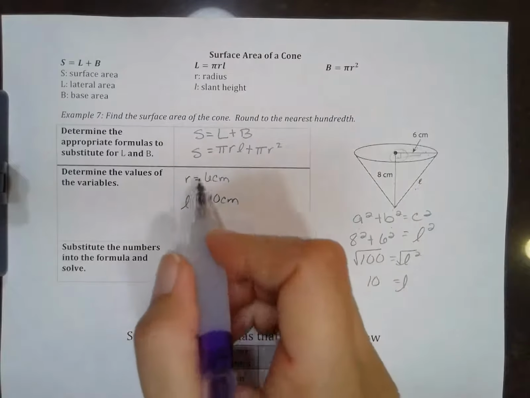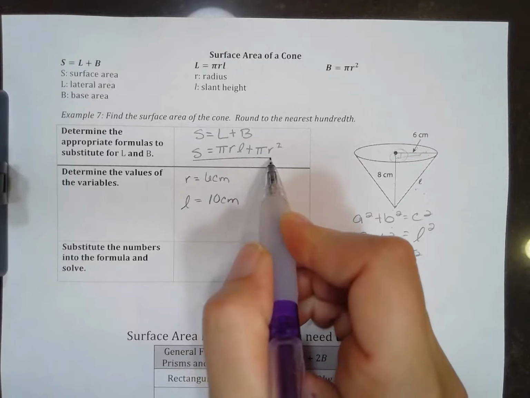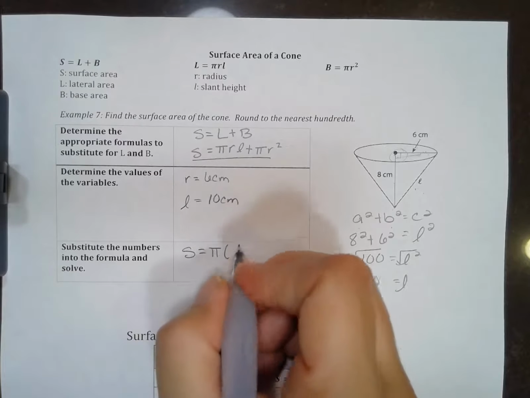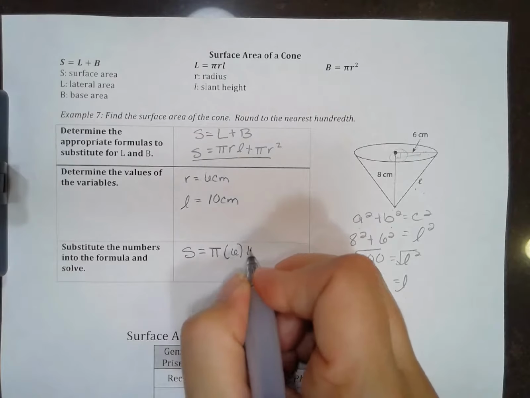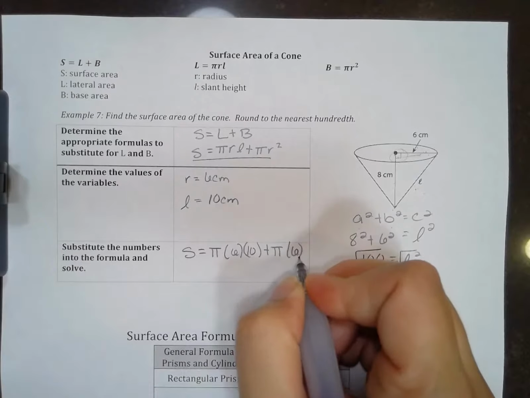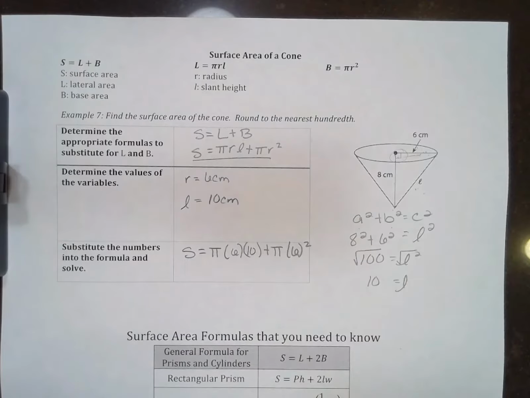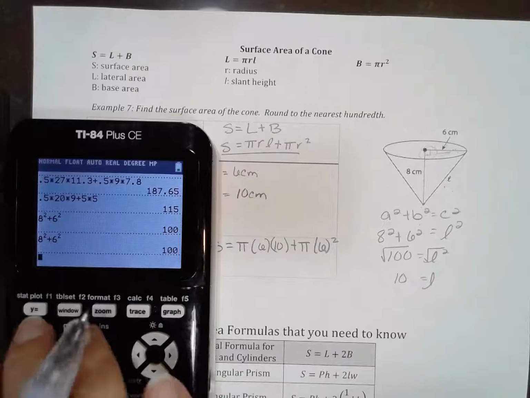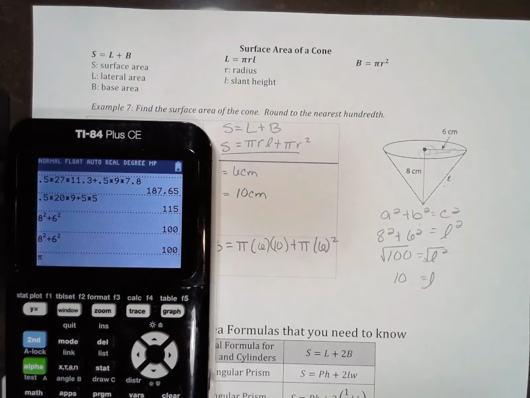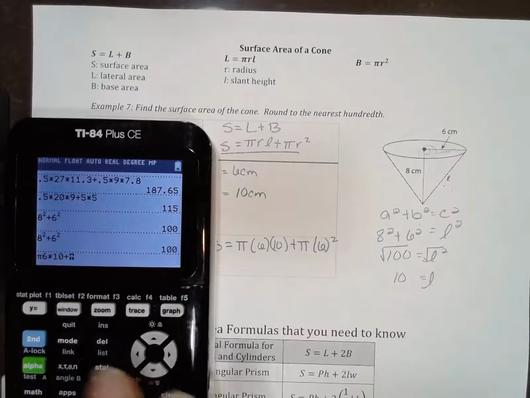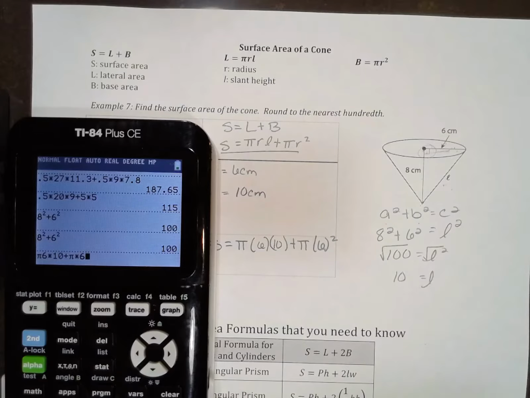So then we're going to take these two numbers and we're going to plug them back into that expanded formula. Surface area equals pi. Instead of an r, we're going to put a 6. Instead of an L, we're going to put a 10. Plus pi times, put that 6 in there again, and we're going to square it. Remember, we're going to use the pi button, so second caret gets us the pi button. Pi times 6 times 10 plus pi times 6 squared.